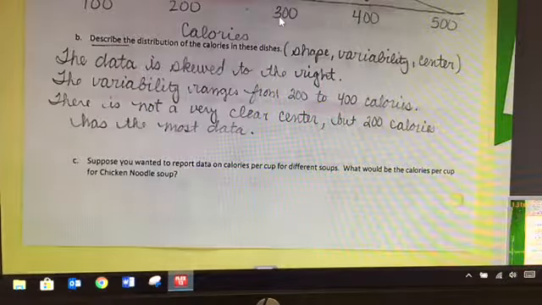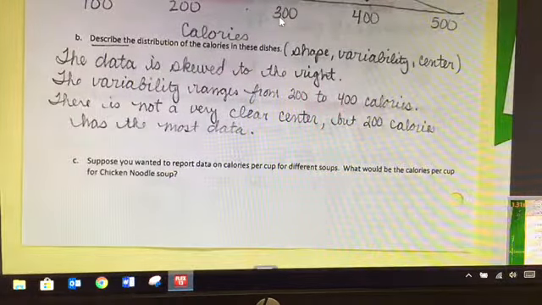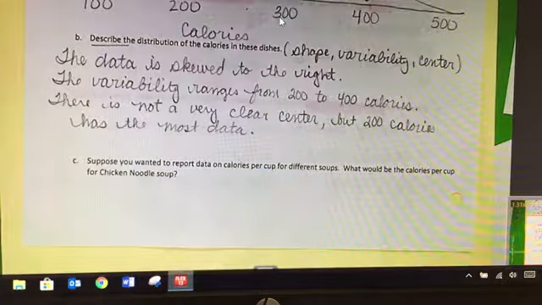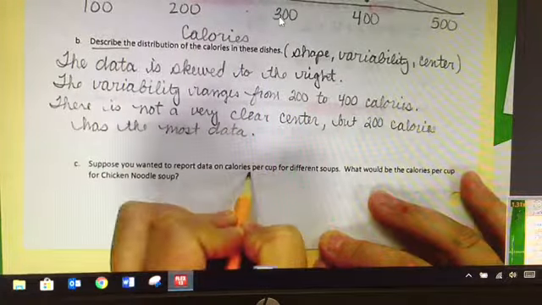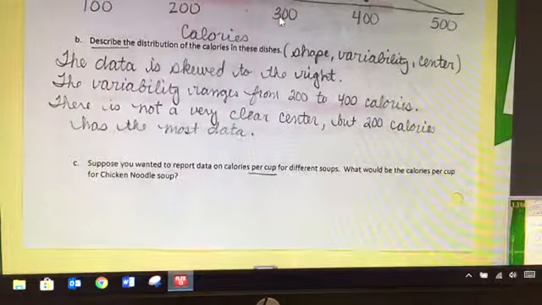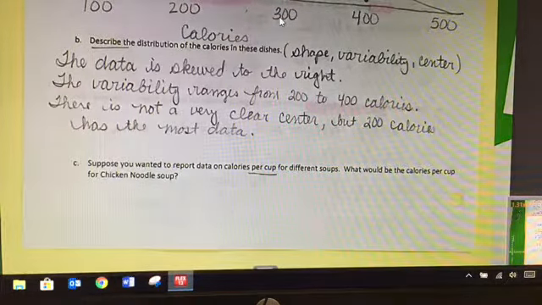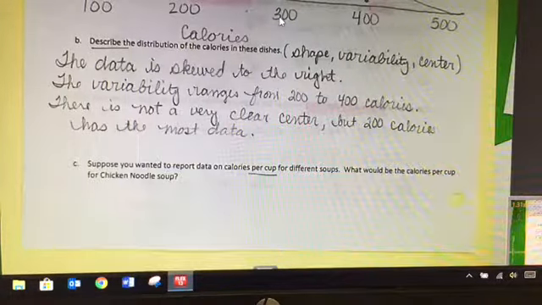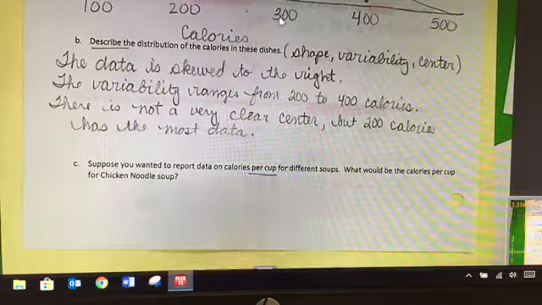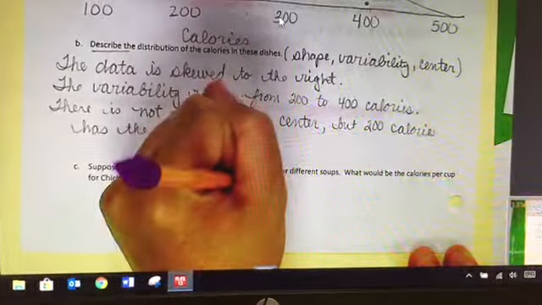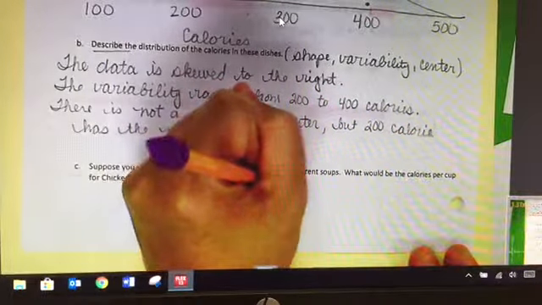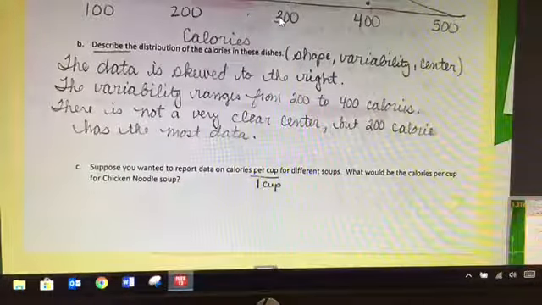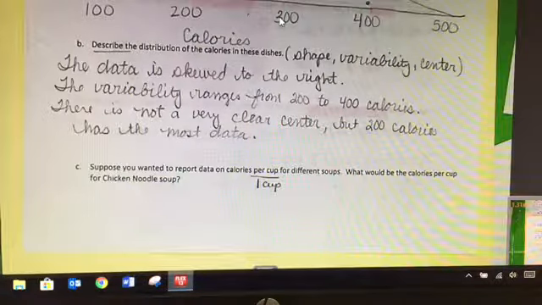All right, C says, suppose you wanted to report data on calories per cup. So when we're talking about per cup, how many cups is that? One. Remember, this per is a rate. Anytime we have a rate, we're talking about getting this to a 1. Okay, so this is 1 cup per cup. For different soups, what would be the calories per cup for chicken noodle soup?